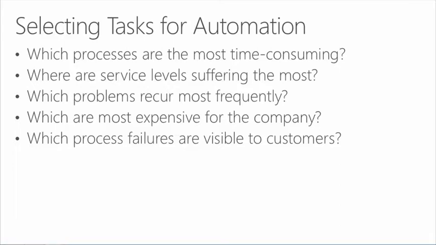What are the service levels that are suffering the most? Where am I not meeting my SLAs because I may be introducing some errors, or I may be spending more time than I need to provision a resource because I need to manually go through a number of different systems? Which problems seem to happen the most? That's a big one. The things that are happening all the time, I want to capture that information.